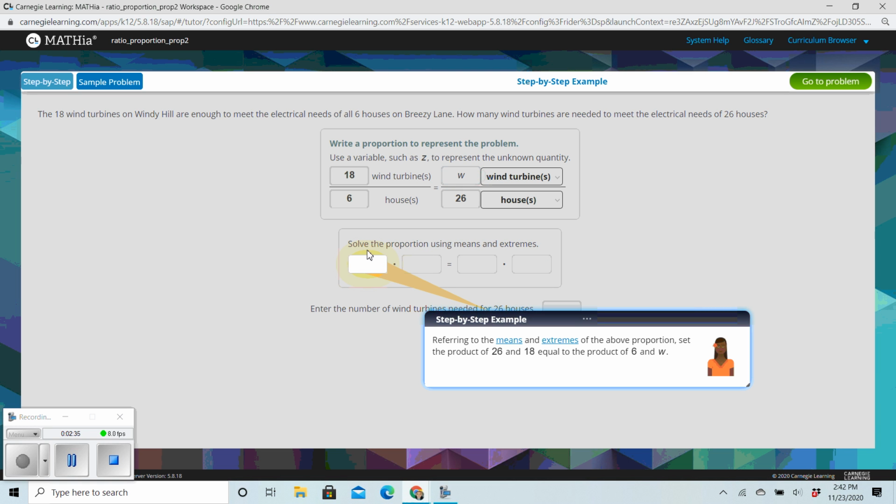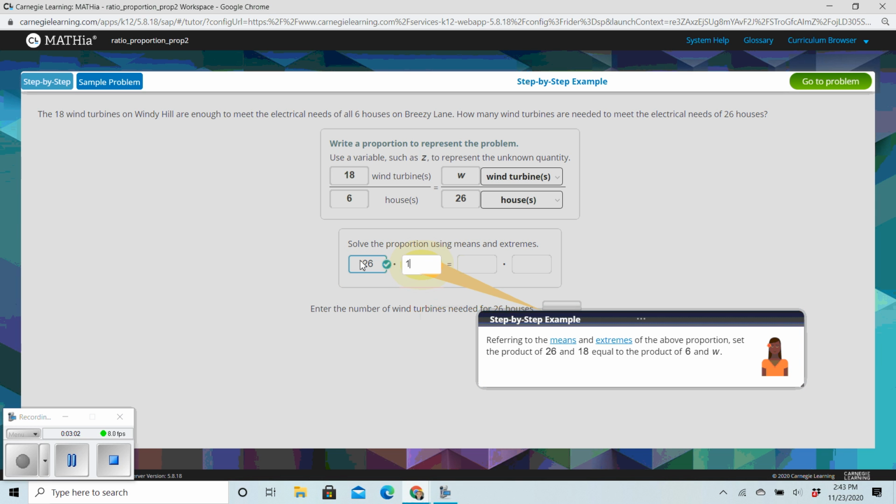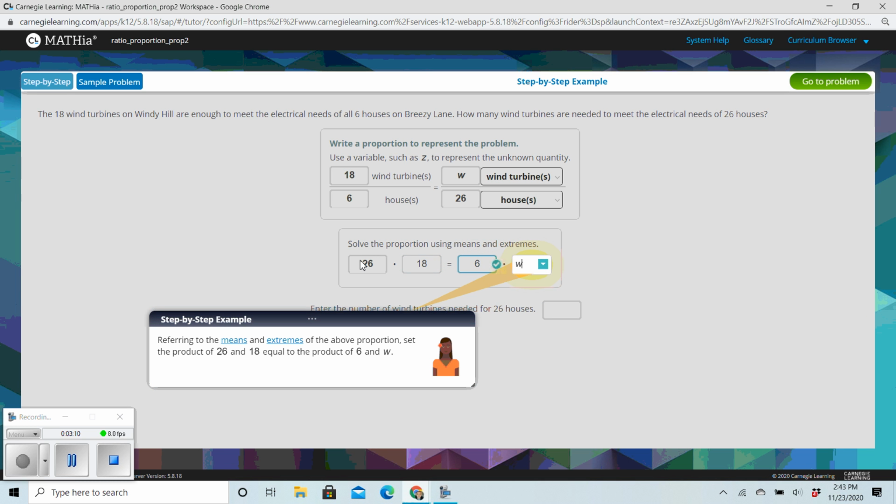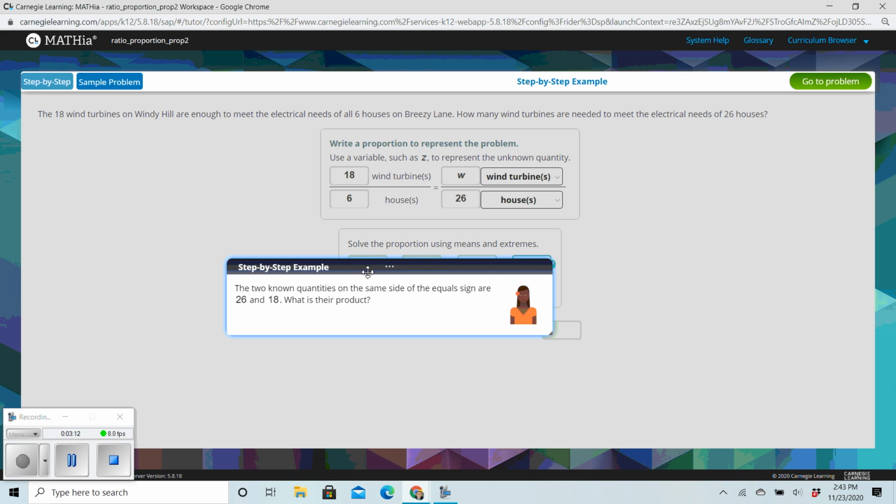The next little box says solve the proportion using means and extremes. Referring to the means and extremes of the above proportion, set the product of 26 and 18 equal to the product of 6 and W. Remember, the product means the answer of a multiplication problem. So it literally tells you we're going to type in 26 times 18. They already gave us our equal sign. It's equal to 6 times W. And again, they're using W because that's the one that we chose.